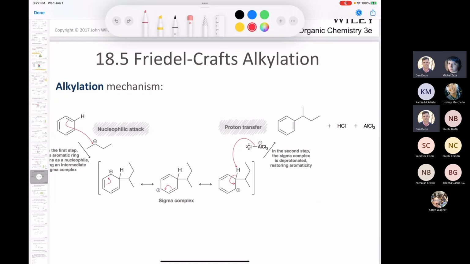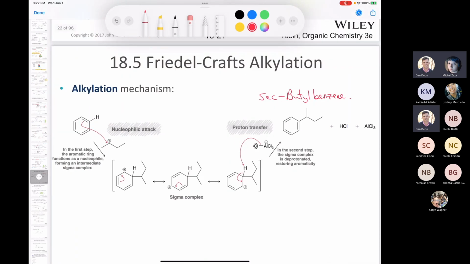And in this case, butylbenzene is what they made. All right, so that's a Friedel-Crafts alkylation reaction. Very cool chemistry, making a new carbon-carbon bond.